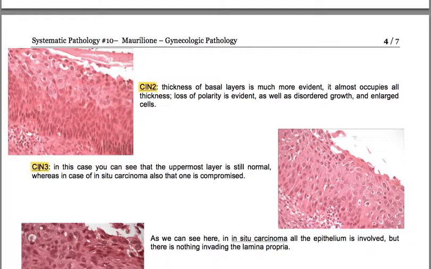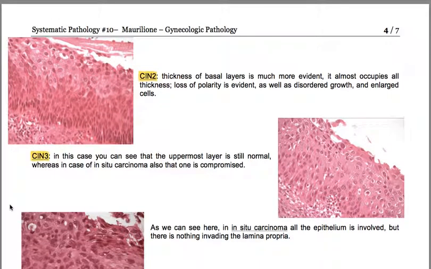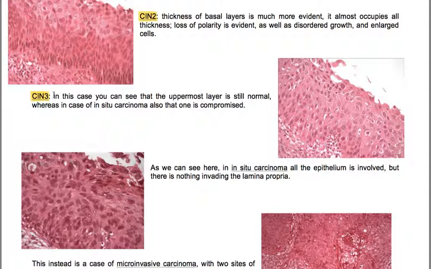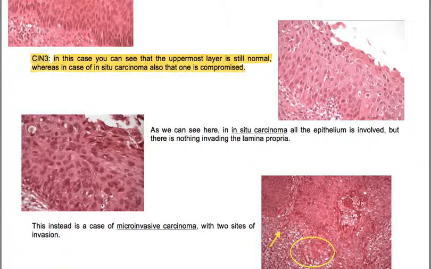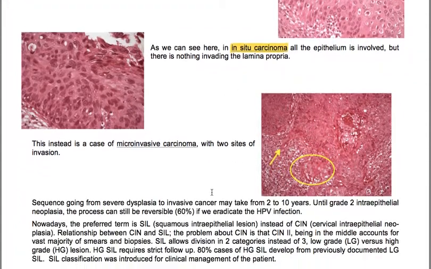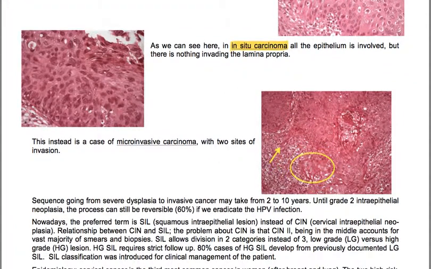Scene 3, in this case you can see that the uppermost layer is still normal, whereas in case of in situ carcinoma, also that one is compromised. And you can see here in situ carcinoma, all the epithelium is involved, but there is nothing invading the lamina propria. This instead is microinvasive carcinoma, with 2 sites of invasion.